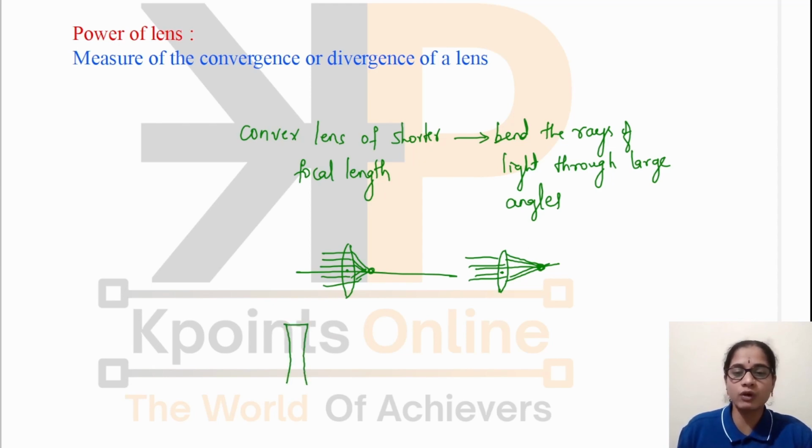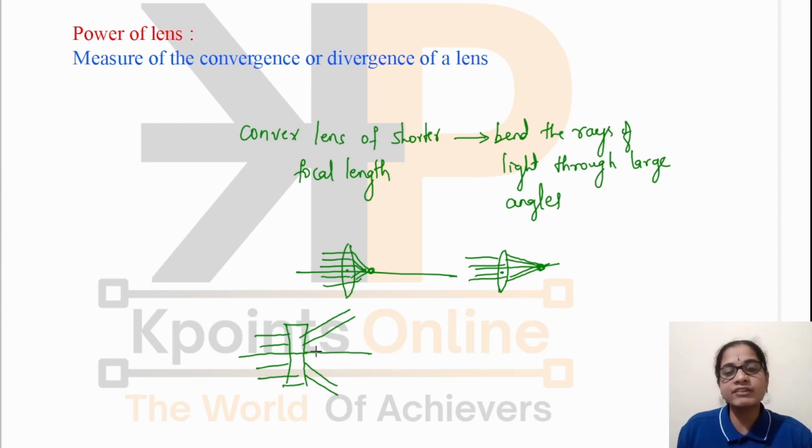Suppose this is concave lens. If this lens is having shorter focal length, then what happens? It will diverge the rays of light through large angles. This angle will be very large. The deviation will be very large. If it is having longer focal length, then it will diverge the rays of light to smaller angles. In this way, this power of lens is depending on the focal length.